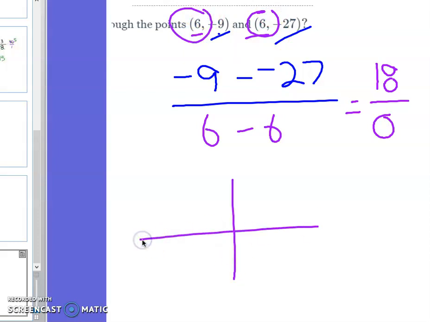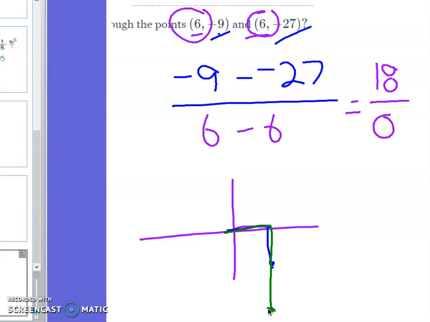So if you're going to graph these points, you go 6 this way, 6 this way, and then down negative 9 somewhere over here. And then the next one would be 6 this way and down 27. But these 2 points are lining right up on top of each other, so you get a vertical line. Okay? Vertical lines have not 0 slope, they have no slope, or what we call undefined slope, because division by 0 is undefined.